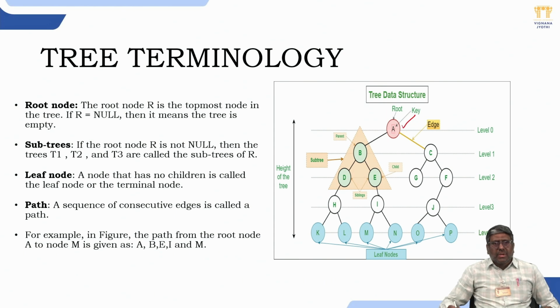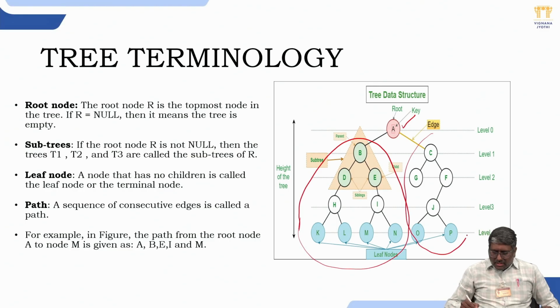The second one is subtrees. If the root node R is not null, then the trees T1, T2, T3 are called the subtrees of R. So in the diagram, from here to here is called the left subtree, and here is called the right subtree. Again, in that left subtree, this one represents a left subtree and so on. These all come under the subtrees concept.